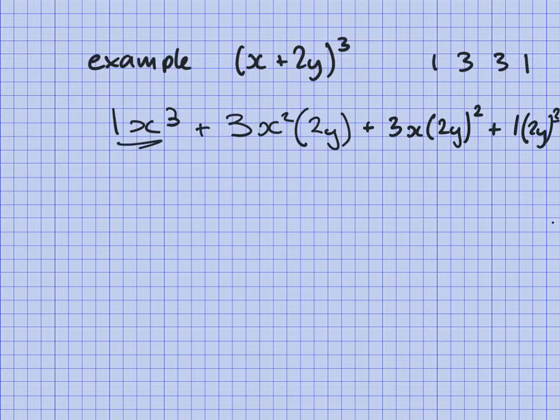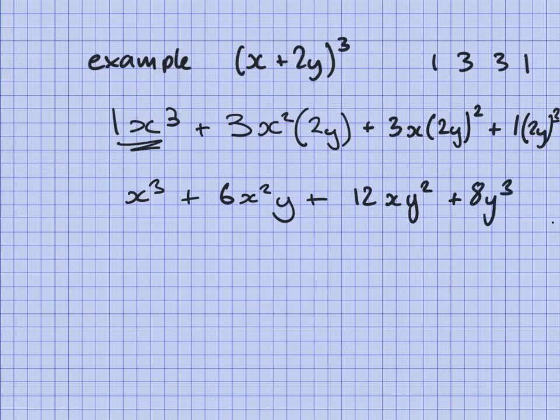So this first bit, that's just x cubed, no problems. The next part, I've got 3 times 2, which is 6, x squared y, plus 3 times 2 squared. 2 squared is 4, times 3 gives me 12, x y squared, because I've got that y squared there. Plus, the last bit, one lot of 2 cubed is 8y cubed. And that gives us the expansion.